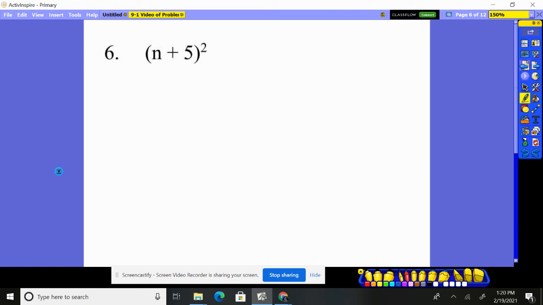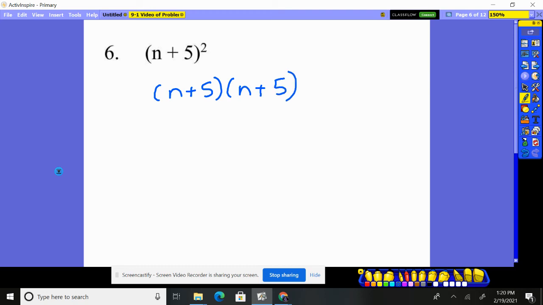So here we have n plus 5, the quantity squared. Now remember, I told you if you have anything in parentheses and it says squared, it means take it and multiply it by itself. So many kids mess this problem up because they don't think, like I've told you to do, that says take n plus 5 and multiply it by itself. So it's an n plus 5 times another n plus 5.